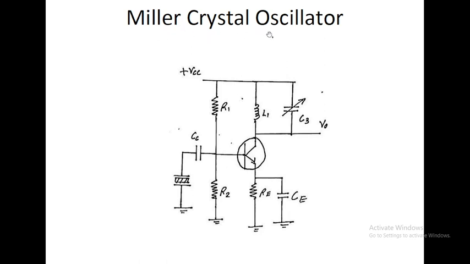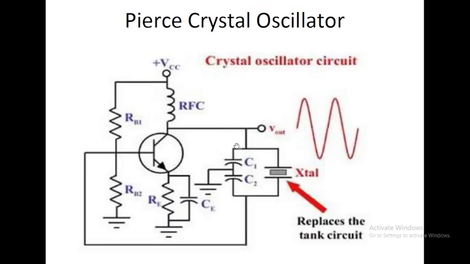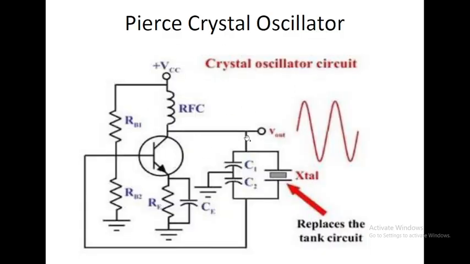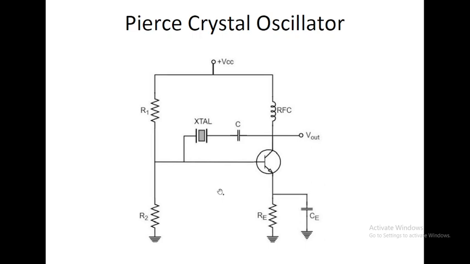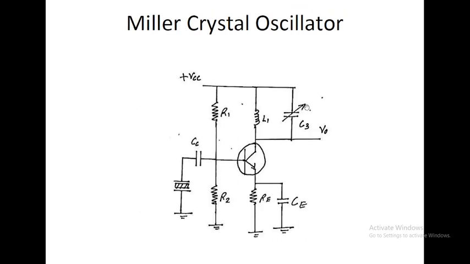So this Miller crystal oscillator is not used in high frequency applications. It is used only in common applications like trigger circuits, sawtooth generators, phase control, and timing circuits. Overall, the Pierce crystal oscillator is similar to the Colpitts oscillator, with the modification that instead of one inductor, we connect one crystal. The Miller crystal oscillator is similar to the Hartley oscillator, where instead of the second inductor we connect one crystal.